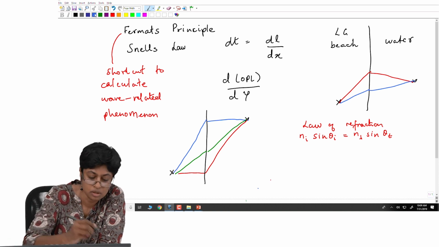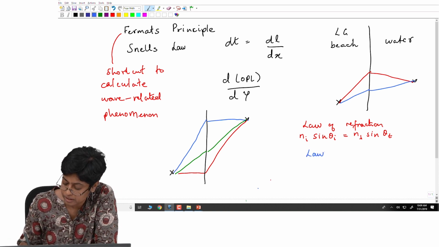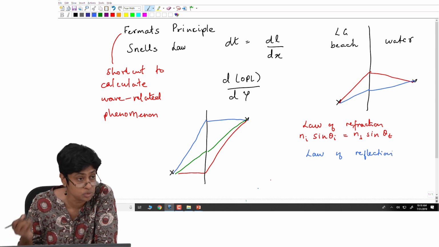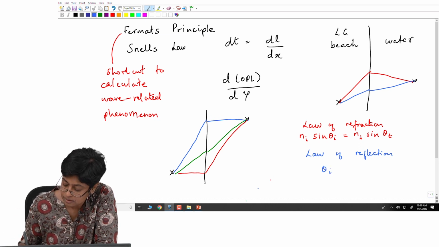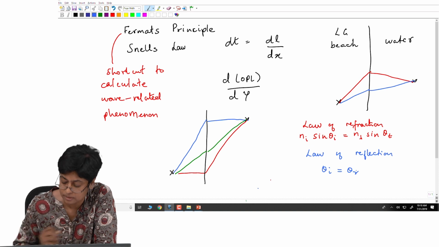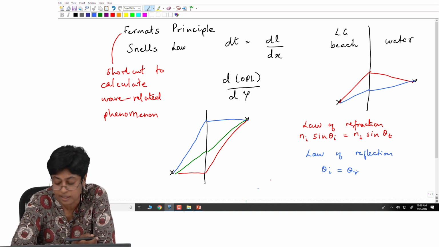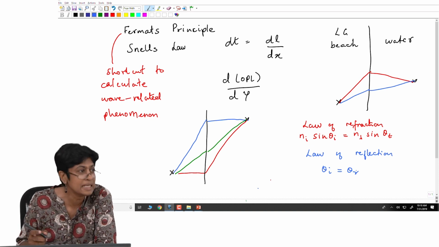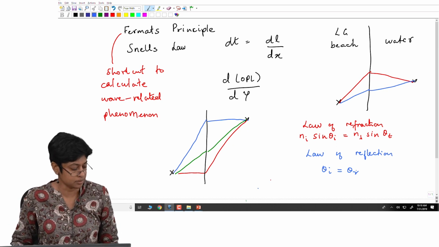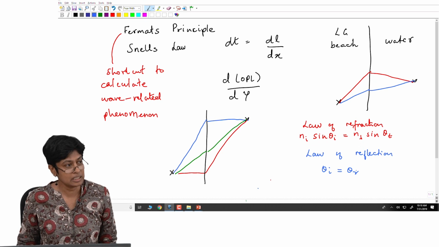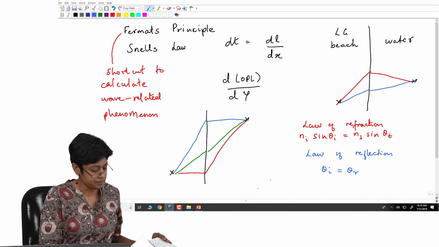Of course, we all know the law of reflection, and again this can be proved both using Fermat's principle as well as wave theory, that theta I is equal to theta r. And a little later on today we will look specifically at how we define these angles, because that is important. Okay. Any questions till now? No? Okay.